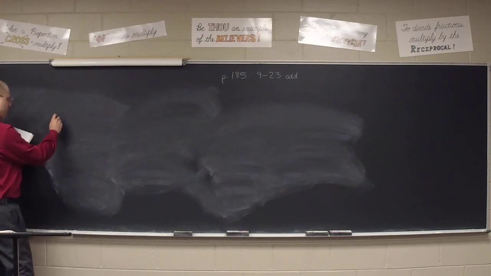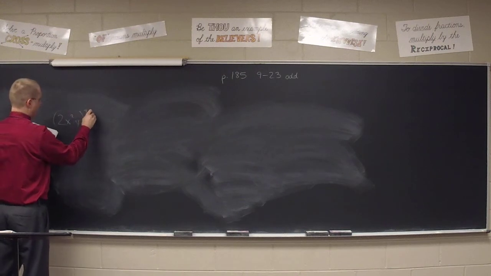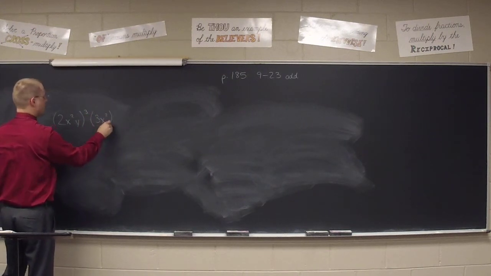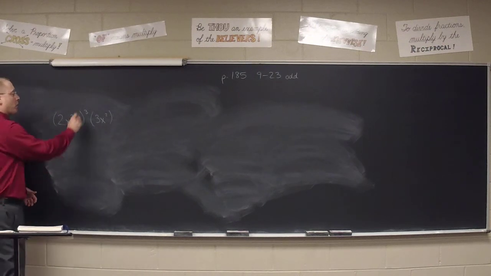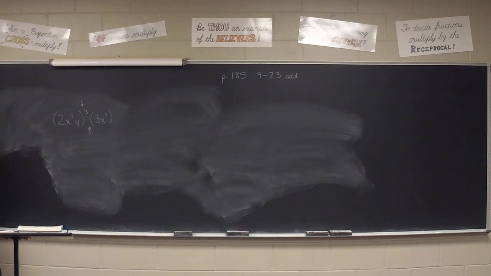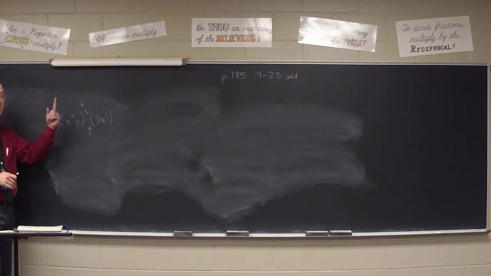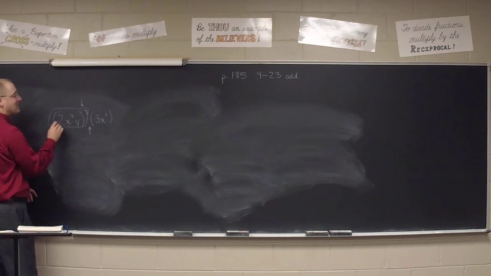Look at number 27 with me. We've got a 2x squared y, quantity cubed, times a 3x squared. Do you see that there's two different operations going on here? I've got an exponent and I've got a multiplication. Which one should happen first, class? Exponents always happen before multiplication. Remember, it's parentheses and grouping symbols, exponents, multiply, divide, add, subtract. So before I can do the multiplication, I need to simplify here.